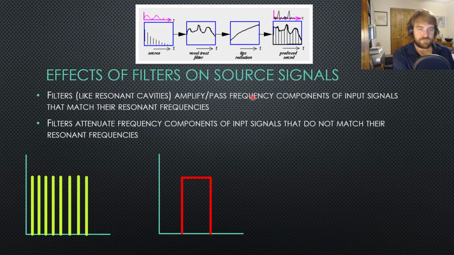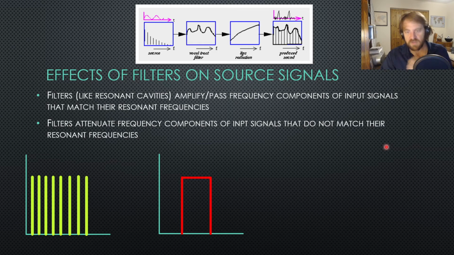Okay, so filters, just like resonant cavities, what we've been talking about in the last module, are going to amplify the frequencies that they correspond to, or they're going to allow them to pass. It depends on if it's just a band pass filter or something that's amplifying. You can do either one. So it's either going to accentuate or just allow the frequency to pass.